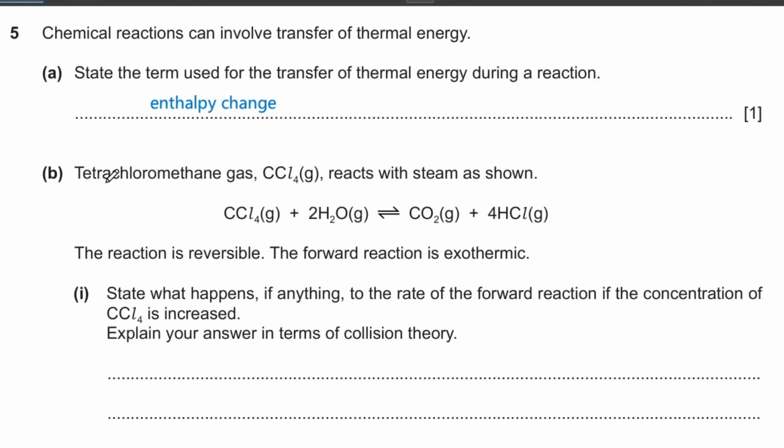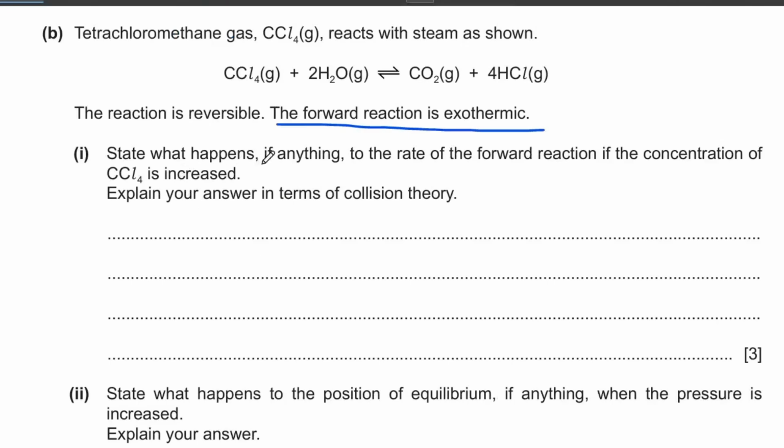Next question. Tetrachloromethane gas reacts with steam as shown. This is the equation of the reaction. The reaction is reversible. The forward reaction is exothermic. So take note of this. State what happens, if anything, to the rate of the forward reaction if the concentration of tetrachloromethane gas is increased. Explain your answer in terms of collision theory. Very important also, you take note of that.